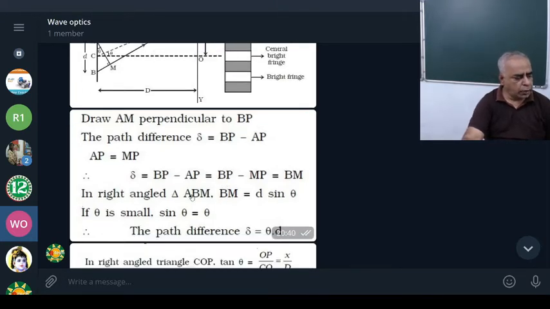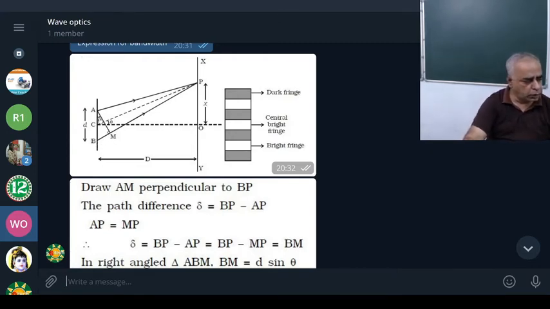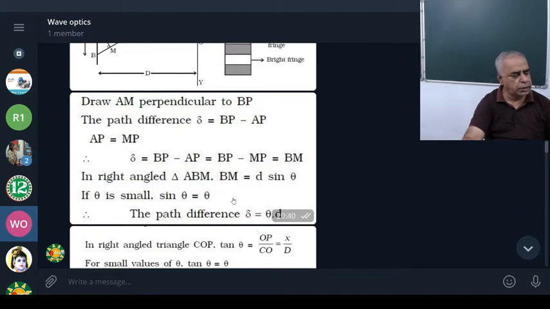And at the right angle ABM, BM is equal to d sin theta. Let us consider ABM, where M is the right angle. Opposite side is BM. What is sin theta? Opposite side by hypotenuse. The hypotenuse is AB, which is the distance between the coherent sources, d. Therefore sin theta is equal to BM by AB, which is BM by d. And BM is nothing but d sin theta.